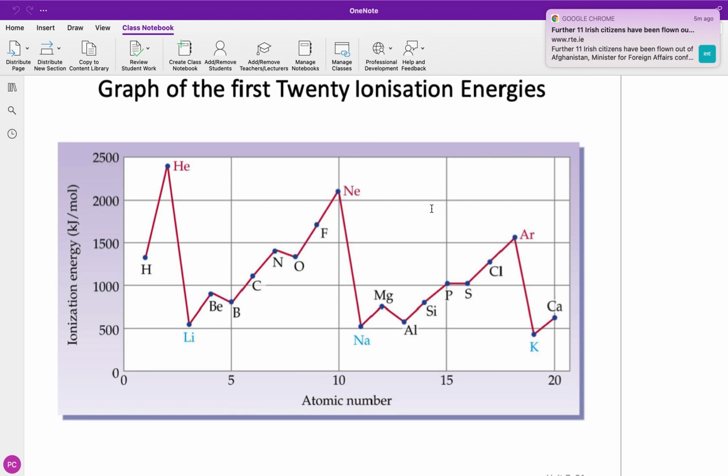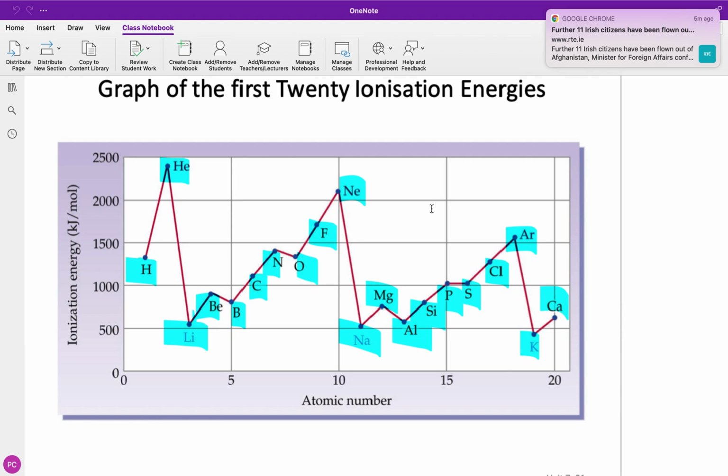Here are the ionization energies. If you have a look at that graph, there you have hydrogen, helium, lithium, beryllium, boron, carbon, nitrogen, oxygen, fluorine, neon. There's our first 10, 11, 12, 13, 14, 15, 16, 17, 18, 19, and 20, up as far as calcium. So you can have a look there.